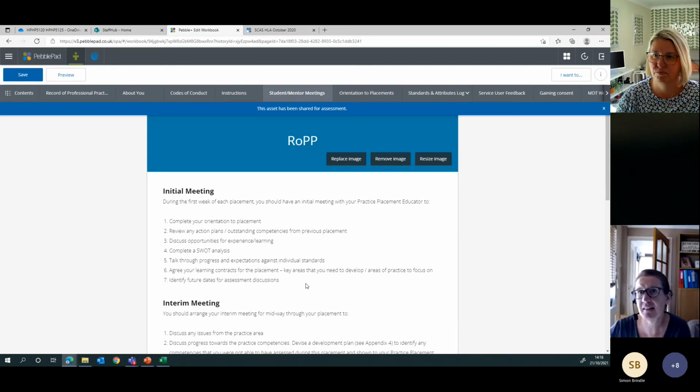And again, that template can be found within the Pebble Pocket. There is a learning contract in there that contains a SWOT analysis. Let me see if I can show you that now.